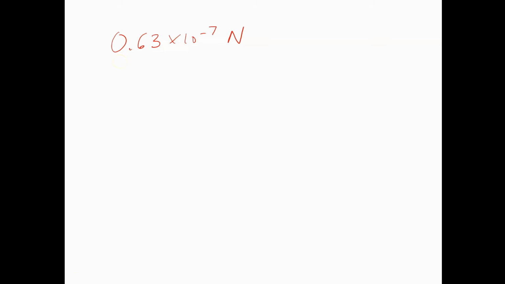Now my number here isn't fully in scientific notation. In scientific notation, you have to have a whole number, 1 through 9. I have this less than the number 1, so I need to move this decimal to here. So in proper scientific notation, 6.3 times 10 to the negative, it's either going to be to the negative 8 or to the negative 6.